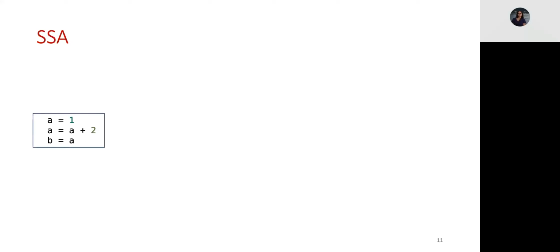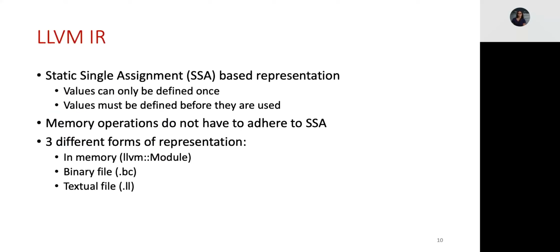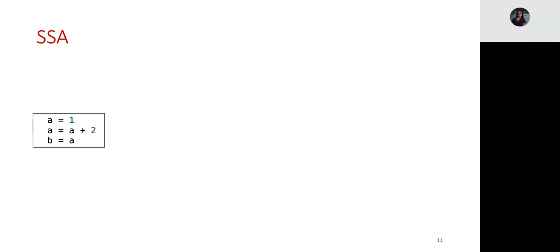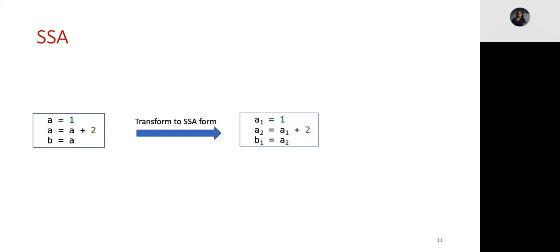So I feel like we should look a little bit into SSA so that the IR that you see in the later slides is a little bit easier to understand. In this example, we have A equals 1, and then A equals A plus 2, and B equals A. The rule that we're breaking is that values can only be defined once, but here we are defining A twice. So how do we convert that to SSA form? Simply, we just version the different variables.